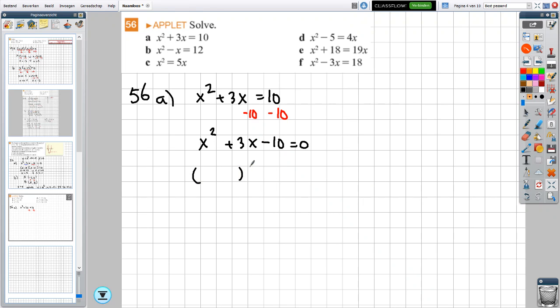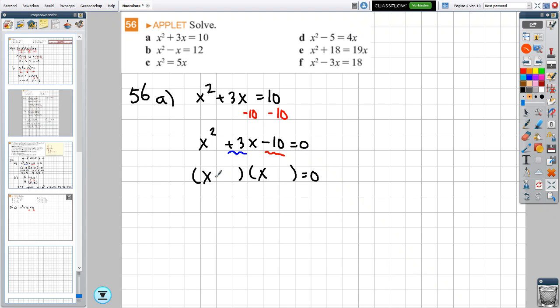I can, however, now use the product sum methods to write this as a product that is equal to 0. So the only extra step that you have taken is doing this. If you add this, that is an exercise that you could also have gotten in exercise 51 or 52, for example. Here, the sum should be plus 3. The product must be minus 10. What could this be? I'll give you some time.